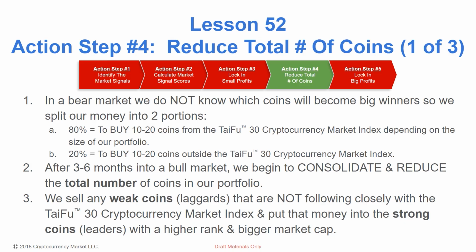So after 3 to 6 months into a bull market, we begin to consolidate and reduce the total number of coins in our portfolio. We sell any weak coins, which are considered laggards, that are not following closely with the Taifu 30 cryptocurrency market index, and put that money into the strong coins or the leaders with a higher rank and a bigger market cap. Do not be afraid to do this, guys. Many people want to hold on and let the coin go up before they sell it. That's not how we do it, guys. When it's not following the rest of the markets, after 3 to 6 months, we cut it loose and get rid of it and put that money towards a better coin.